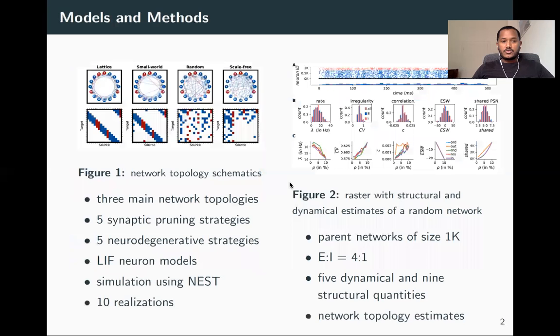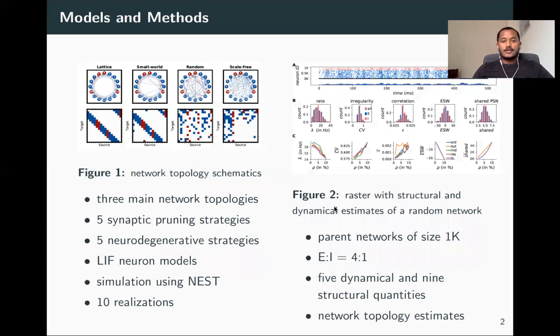So to answer these questions, we chose some models and designed our own methods. The first thing we did was generate 10 sets of 3 networks, namely small world, random, and scale-free network topologies. And then we designed 5 synaptic pruning strategies and 5 neurodegenerative strategies. Then we simulated the networks using the NEST simulator.